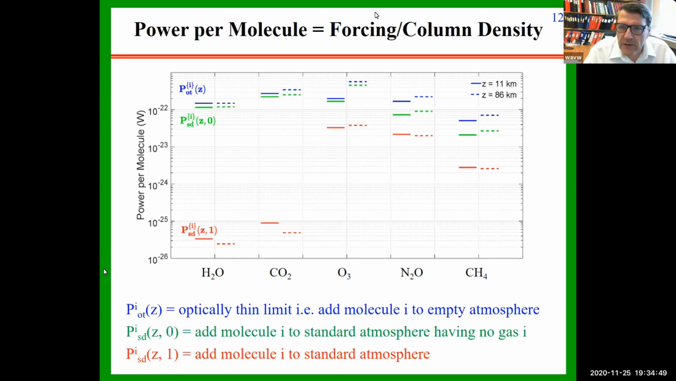Next, we move over to CO2. We do those 3 experiments again, and sure enough, you see a big difference between the red and the blue lines, indicating that CO2 is very strongly saturated.